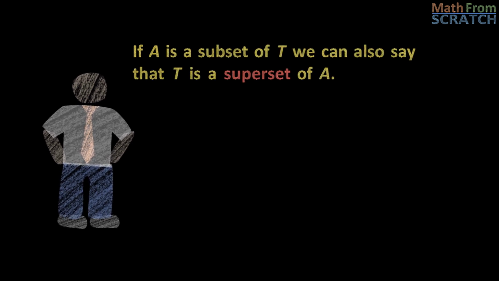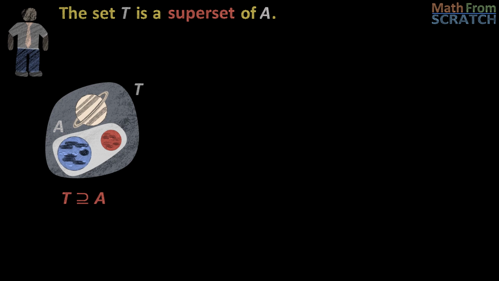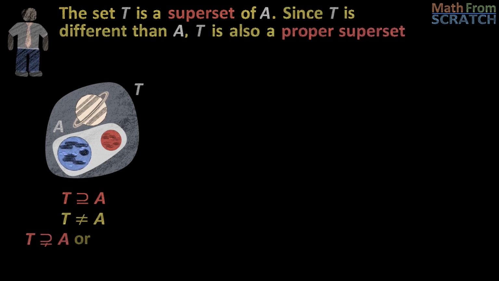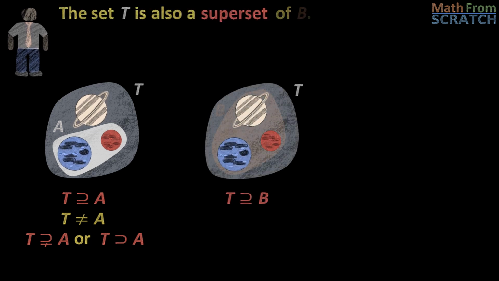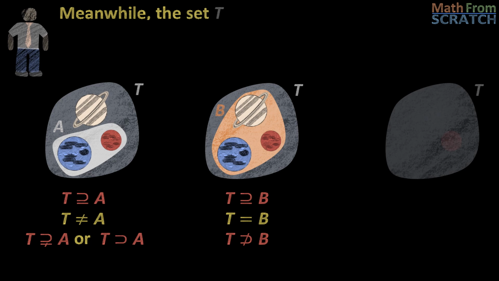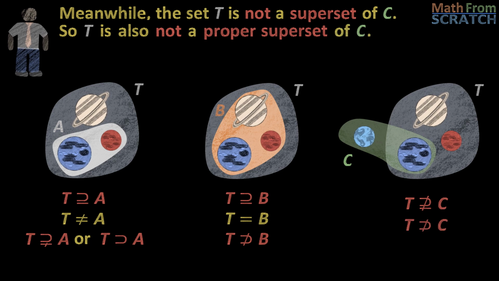of A. Let's revisit our examples. The set T is a superset of A. Since T is different than A, T is also a proper superset of A. The set T is also a superset of B. But since T is equal to B, T is not a proper superset of B. Meanwhile, the set T is not a superset of C. So T is also not a proper superset of C.